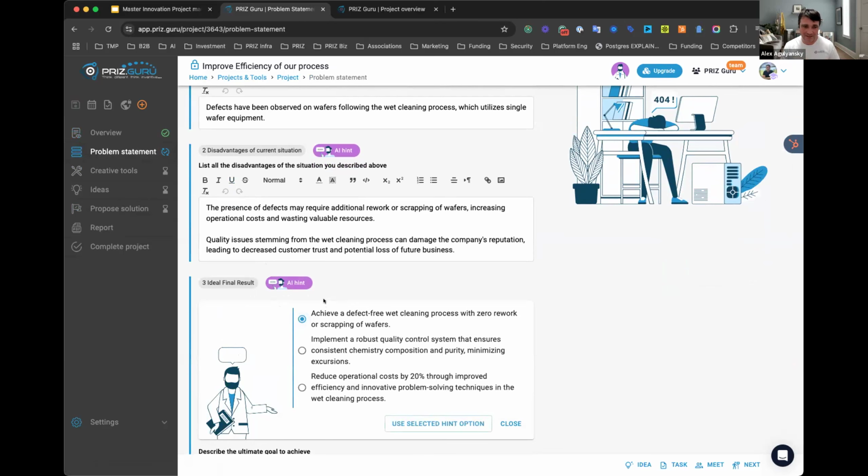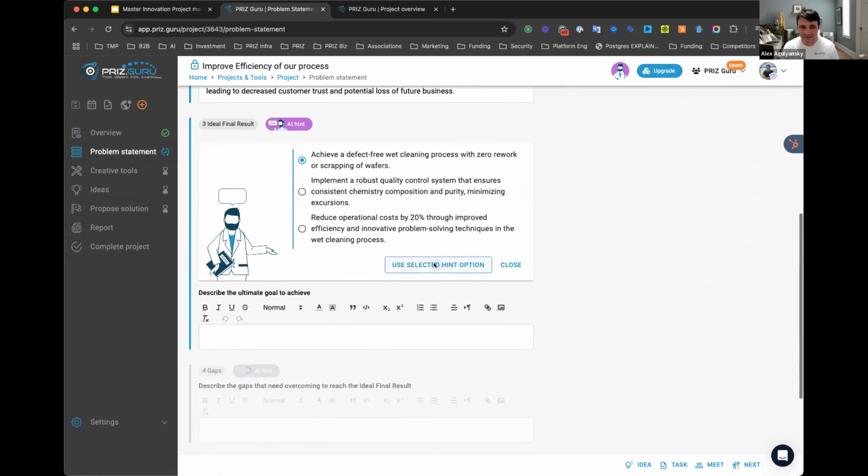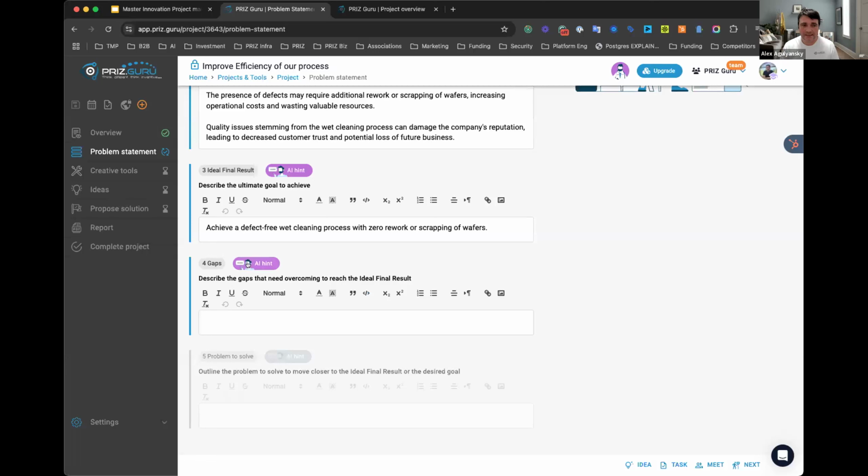But again, I'll save some time. Achieve defect-free wet cleaning process with zero rework or scrapping of wafer. It's actually pretty good, right? And so on. Gaps. It's another thing.